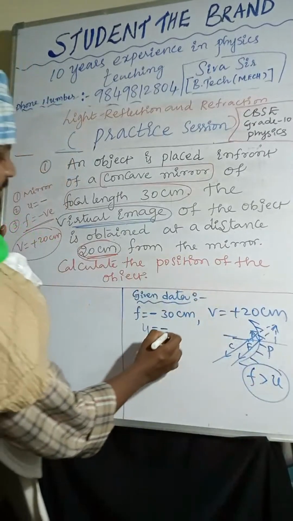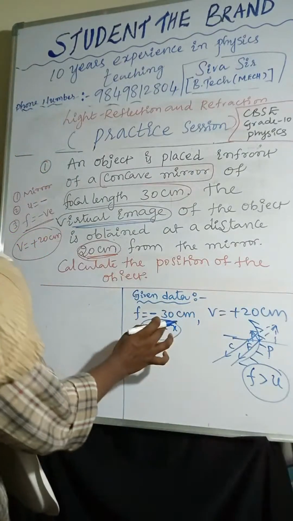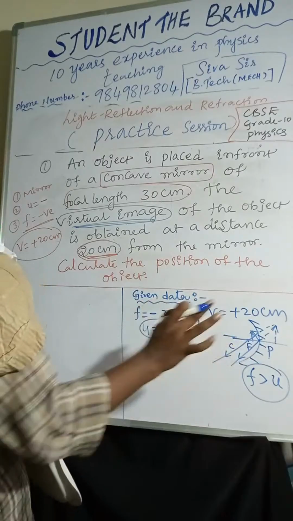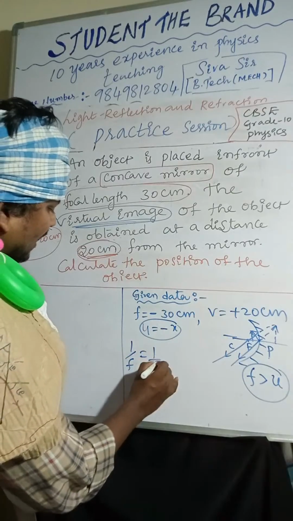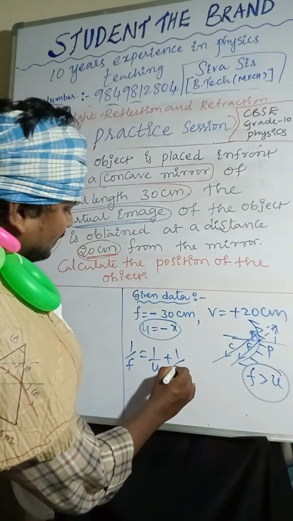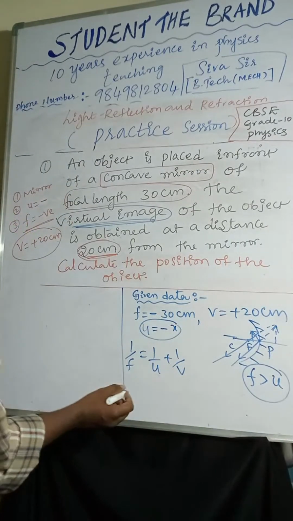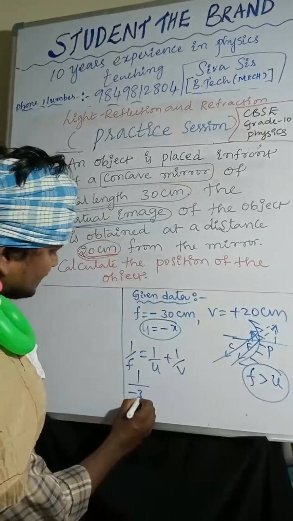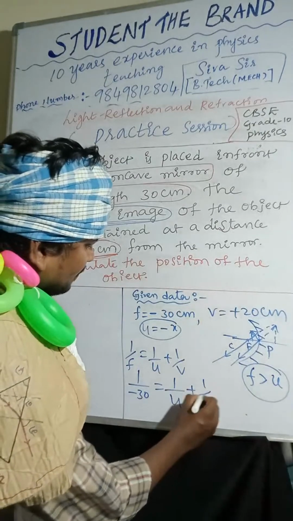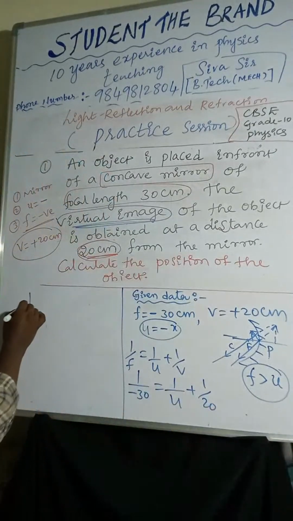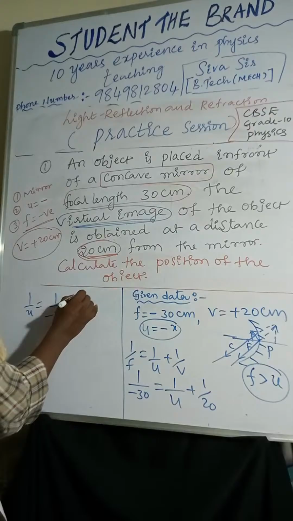So how to do it, you can check. I'm considering some x. Now we'll see, it means less than 30 you should get. That is a condition. Now the formula is 1 by F equal to 1 by U plus 1 by V. So we know two values: focal length we know, image distance we know. We can find out the object distance. 1 by minus 30 equal to 1 by U plus 1 by 20. If it goes that side, 1 by U equal to 1 by minus 20 minus 1 by 30.